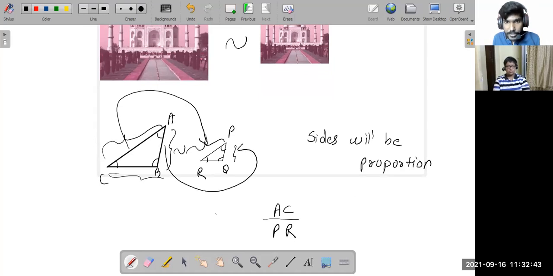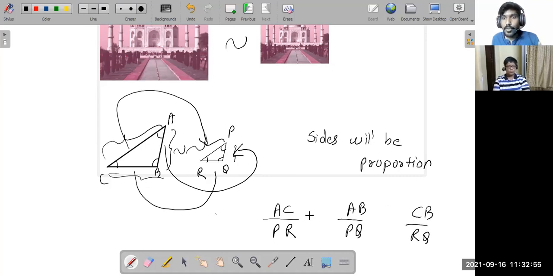AB is corresponding to side PQ. So AB upon PQ. And CB is corresponding to the side RQ. So CB upon RQ. So sides will be in the same proportion, which means these three ratios will be equal to each other. This is the meaning of sides being in proportion. Do you understand this?